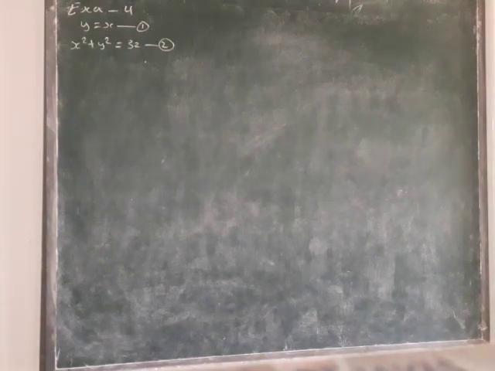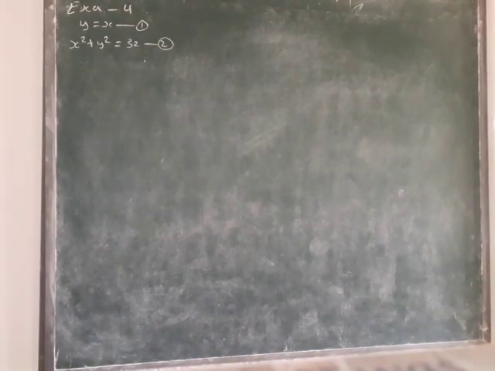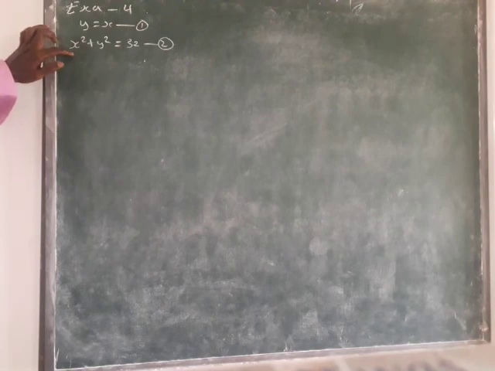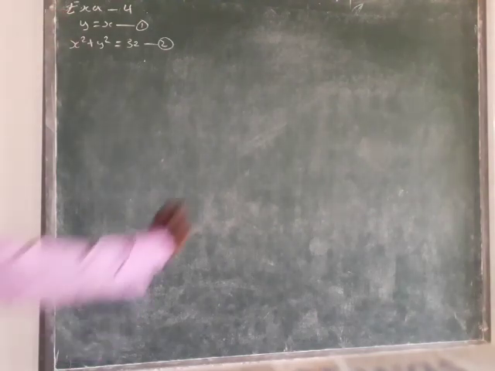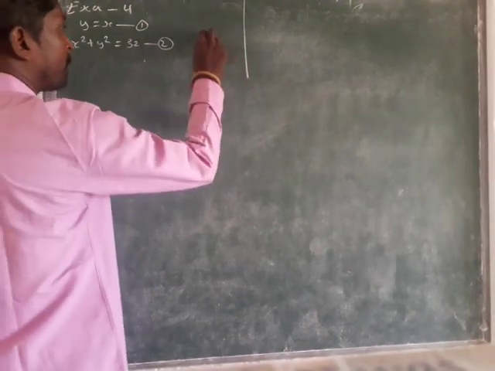They asked to find the area between the line y equal to x and x squared plus y squared equal to 32. So this is a circle. First one is a line, second one is a circle. So the area between the line and the circle. Just to draw the rough diagram.